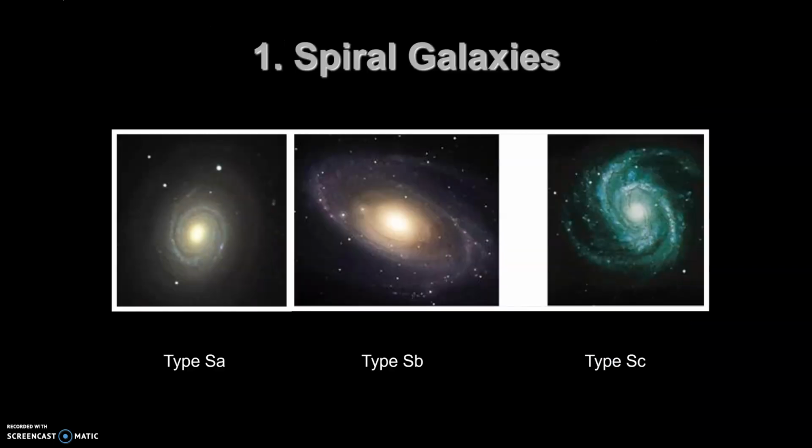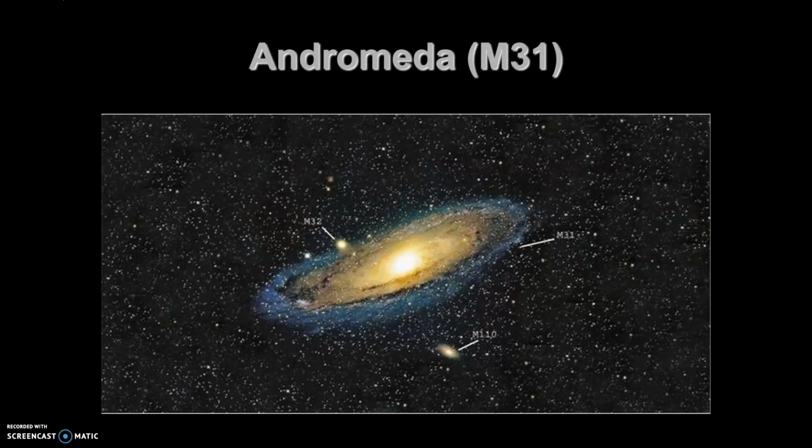So let's take a look at some spiral galaxies. You'll notice with the spiral galaxies that you're going to see these wisps coming around. These are called spiral arms, and they're going to be found in these spiral galaxies. An important thing to note here as well is that spiral galaxy is actually the type of galaxy that our Milky Way is. So that's going to be important to think about.